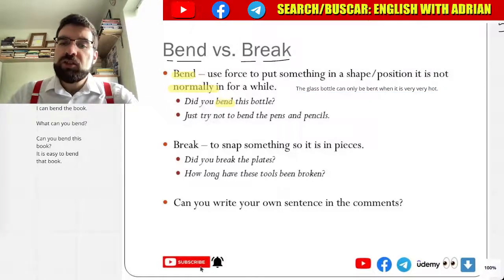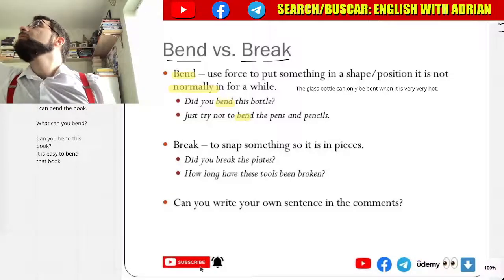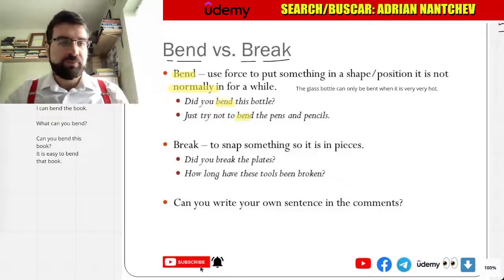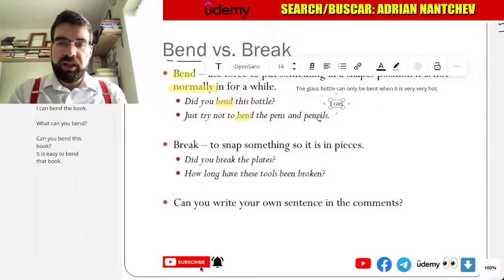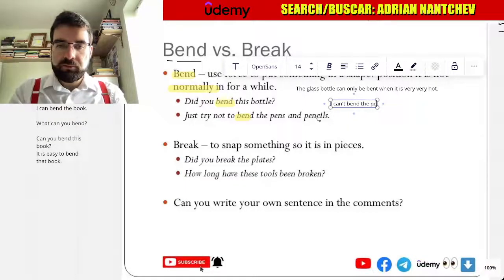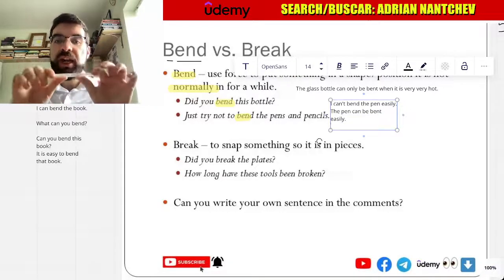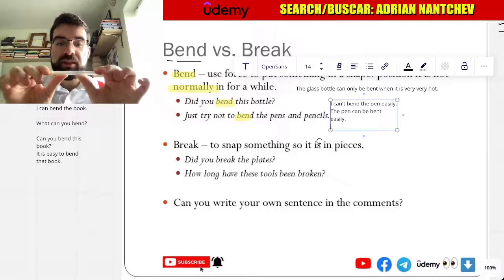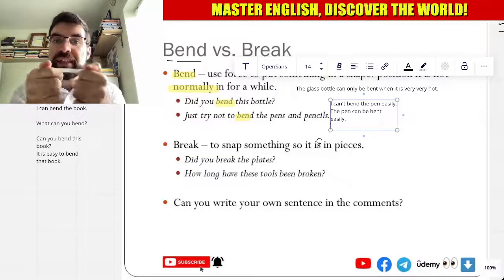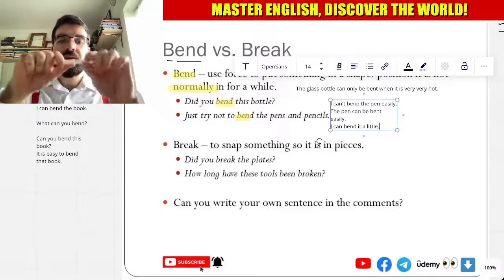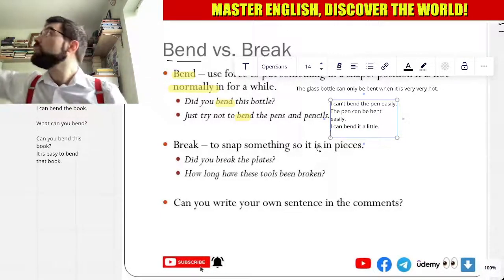Just try not to bend the pens. So here we are. The pen can't be bent easily. I can't bend the pen easily. I can bend it a little. How cool is that?